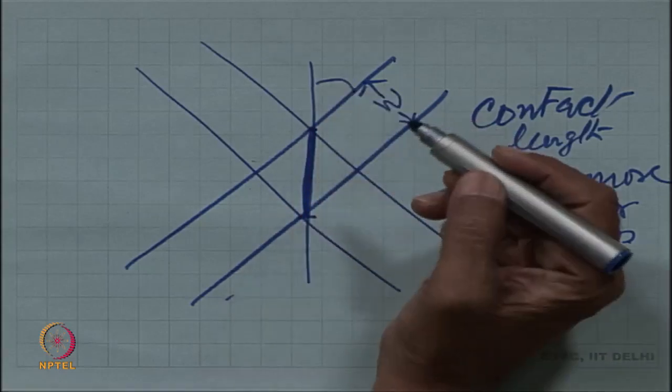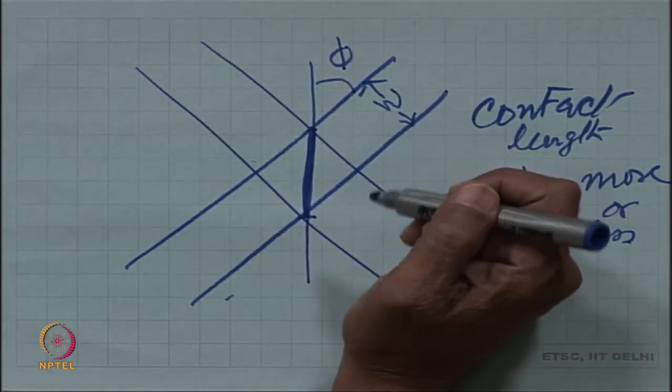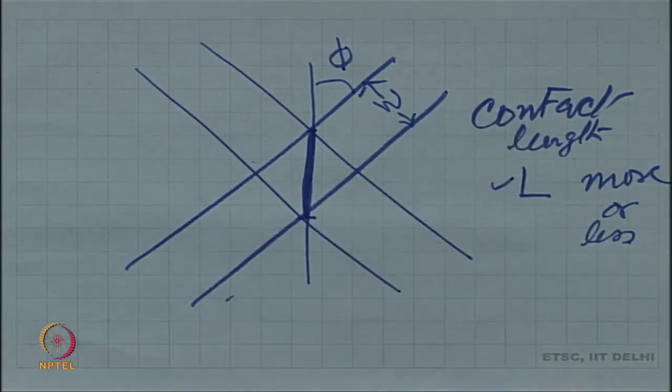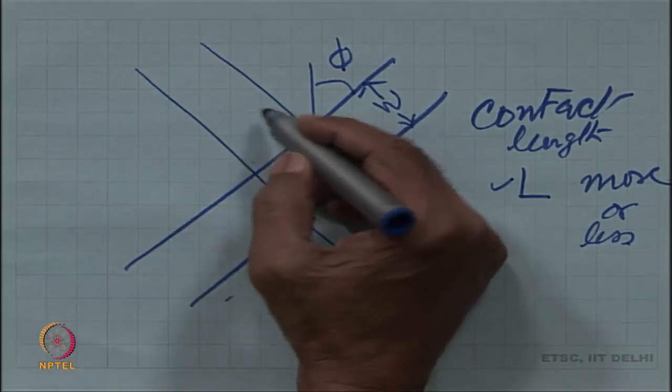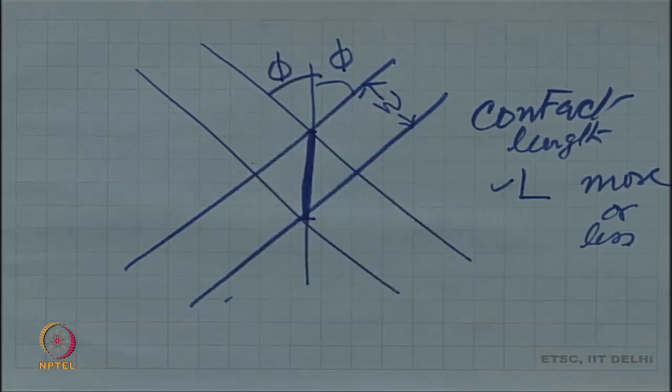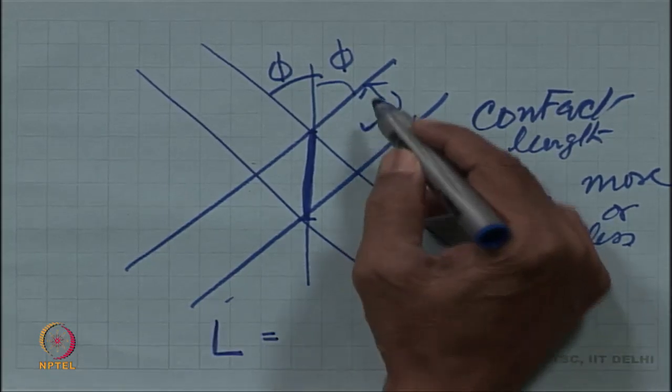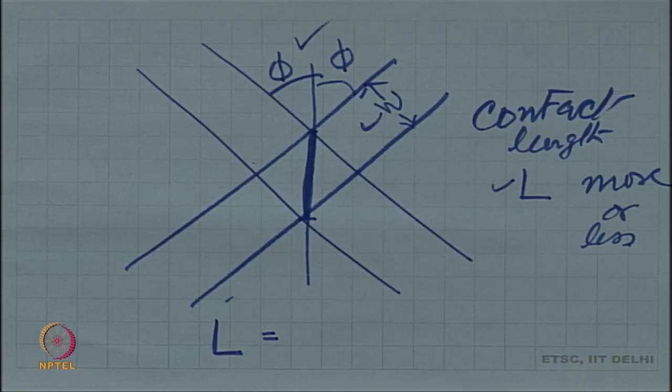If this is your phi, and this is the width of the belt, hoping the widths of both the belts are the same, and this is also phi. So, what should be the value or the expression for L in terms of this and this? Can you give me that? I would like to have some values, some expressions. Can you give me that?